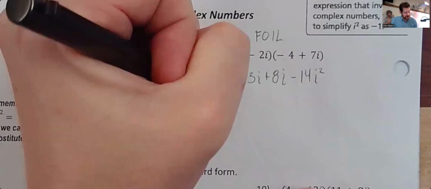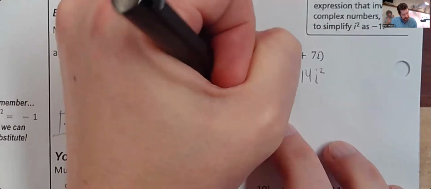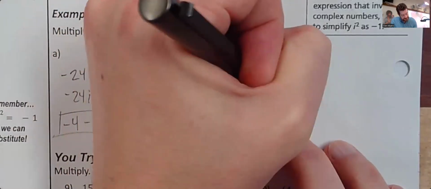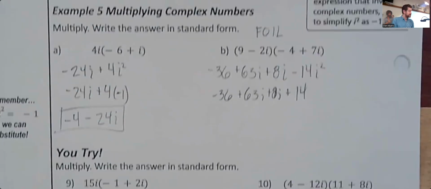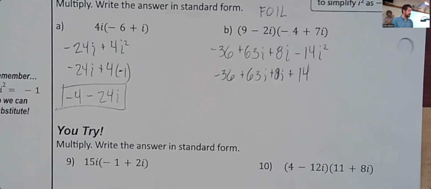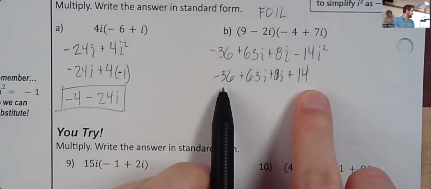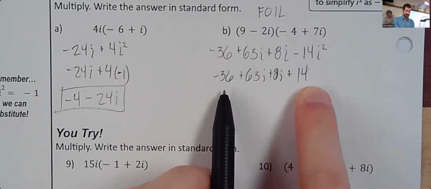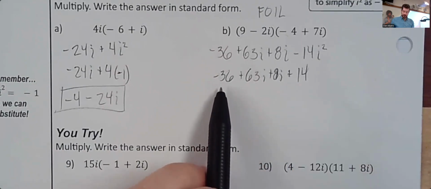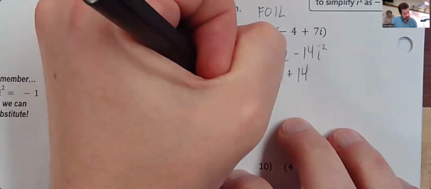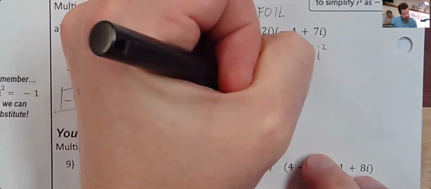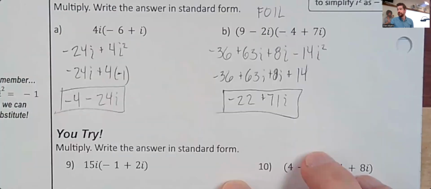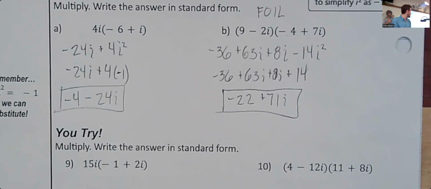Okay, so that would be -36 plus 63i plus 8i plus 14. Now we have two sets of like terms here. We got negative 36 and positive 14 as our real number portion of our complex number. So negative 22. 63 plus 8 is 71. There we go. Negative 22 plus 71i.